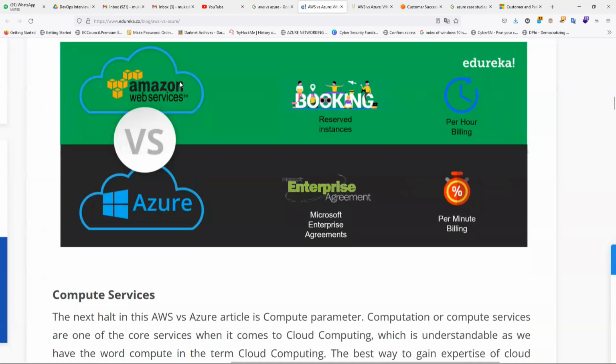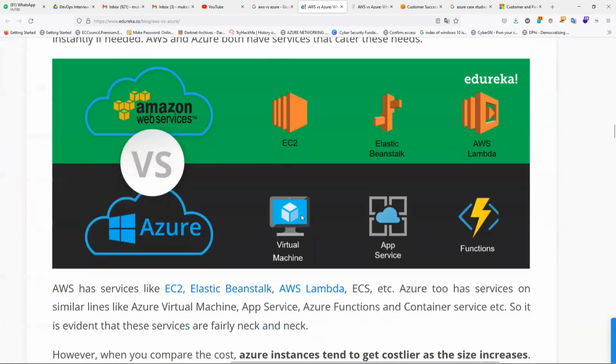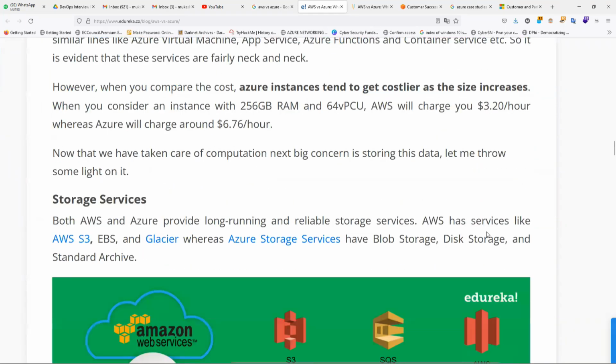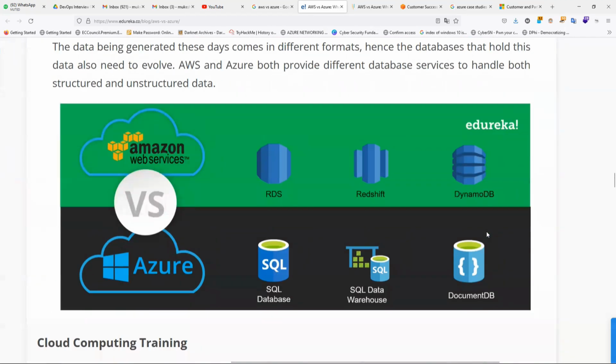Hourly basis is charged by AWS, while Azure charges on a per minute basis, so they are earning more money compared to AWS. Then you can see the EC2 we have, here we call it a virtual machine. The Lambda function here we call an Azure Function. So the differences are very clearly given, for interview purposes and for understanding both platforms.